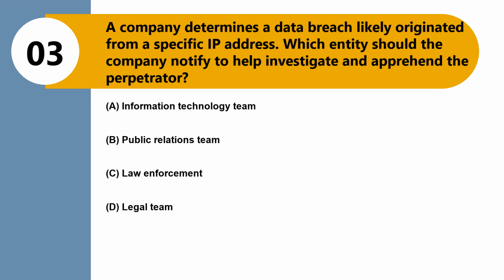Question 3. A company determines a data breach likely originated from a specific IP address. Which entity should the company notify to help investigate and apprehend the perpetrator? Option A. Information Technology Team. Option B. Public Relations Team. Option C. Law Enforcement. Option D. Legal Team. The correct answer is option C, law enforcement.